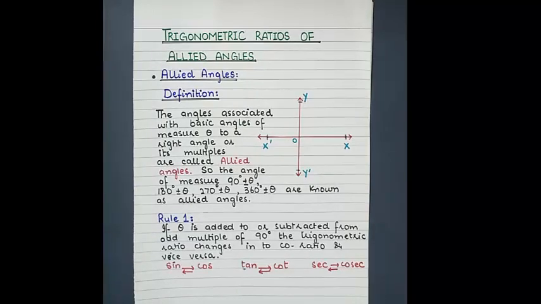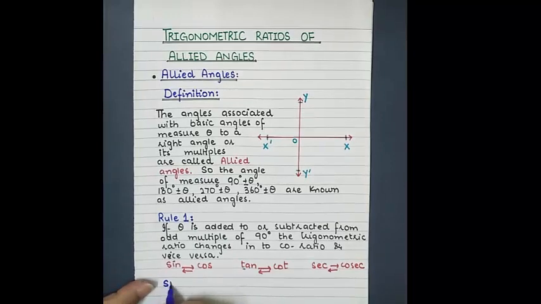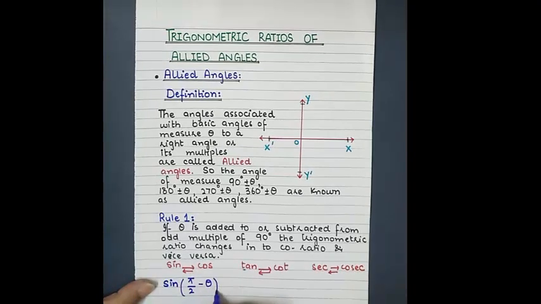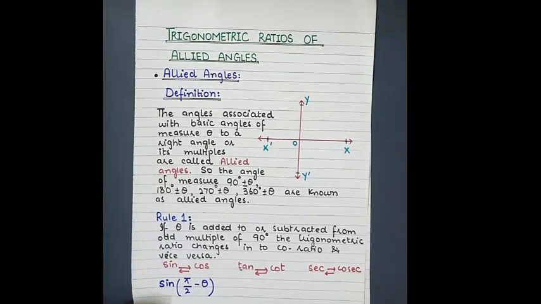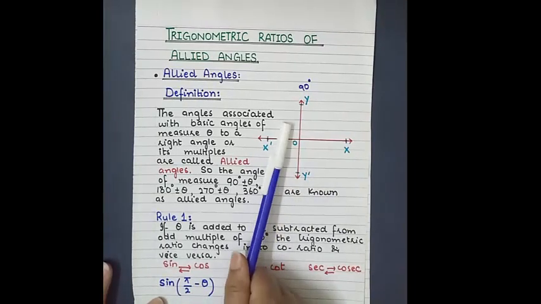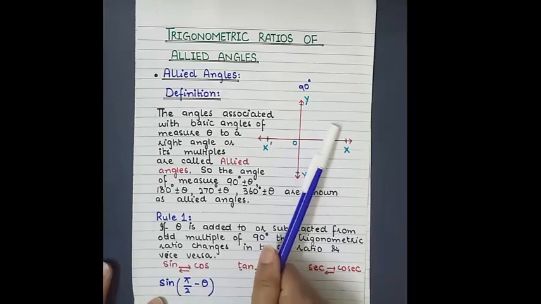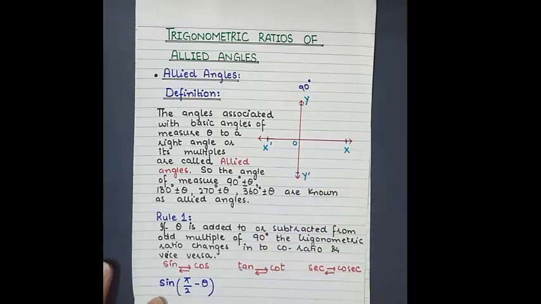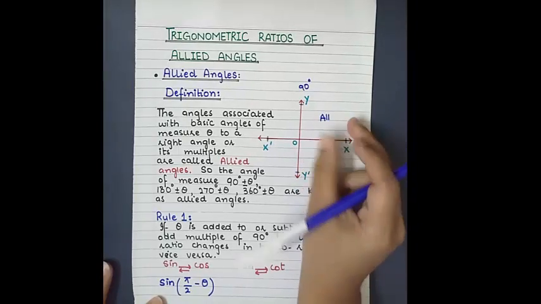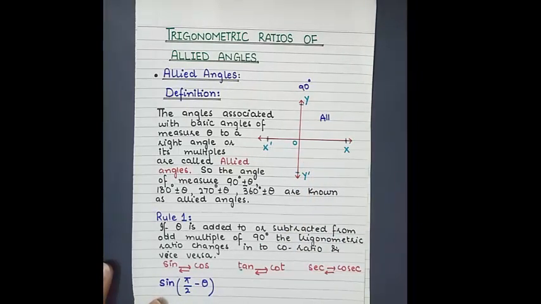Now let's take a short example. We have sine of pi by 2 minus theta. Okay, this is 90 degrees. So 90 minus theta, this is 90 minus theta. It means the angle lies somewhere in the first quadrant. And we know in the first quadrant all trigonometric ratios are positive.